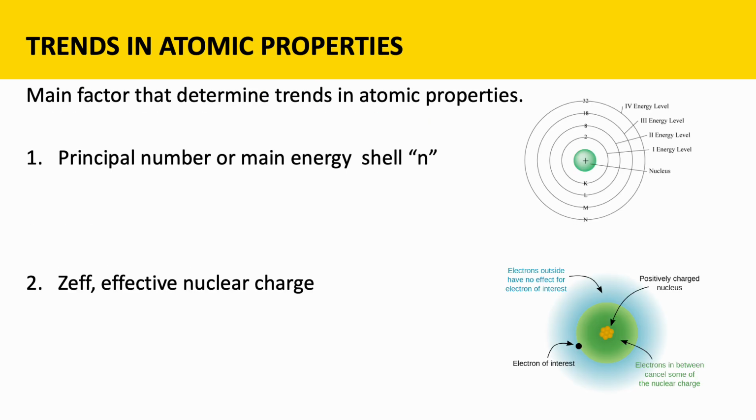So trends and atomic properties. So we are done with the electron configuration. We are now starting with the trends and atomic properties. Okay, the main factors for your trends in your periodic table is actually associated with the principal quantum number or the main energy shell or your n. Okay, because it shows how big your atom is depending on the distance of your electron from your nucleus, okay? Your main energy number, okay?